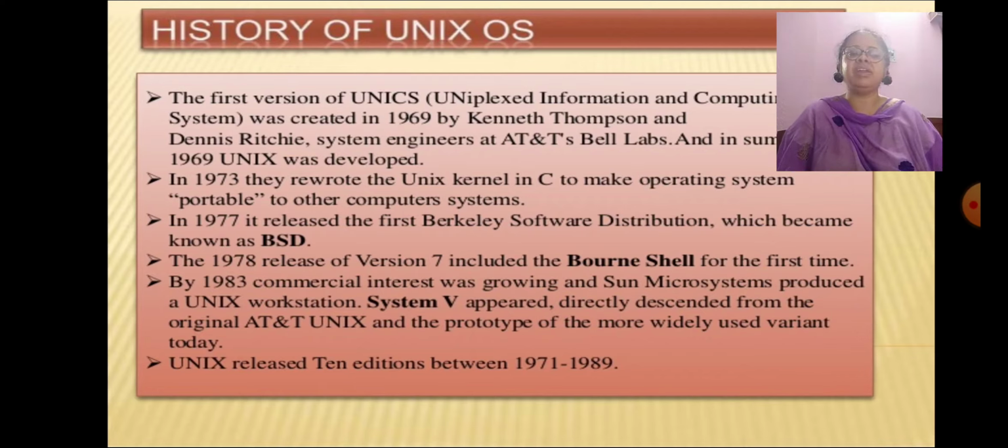System V appeared, directly descended from the original AT&T Unix and the prototype of the more widely used variant today. Unix released 10 editions between 1971 and 1989.